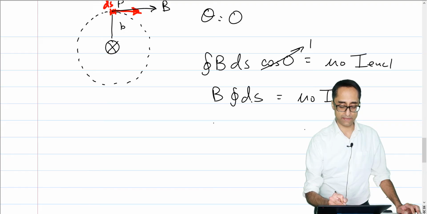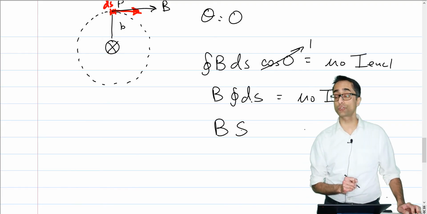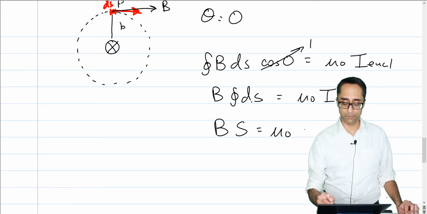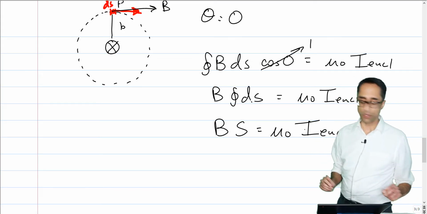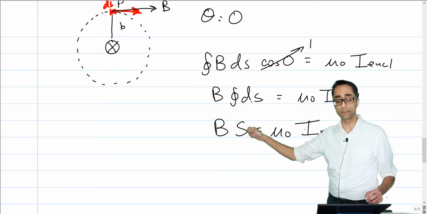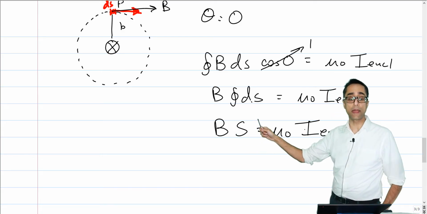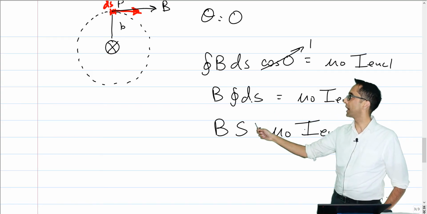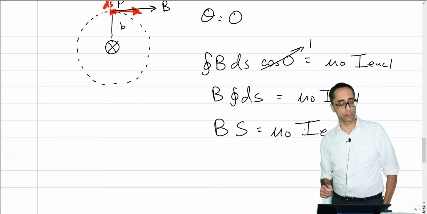And so the left-hand side becomes BS. That's right, it's totally BS. And it is equal to mu naught times I enclosed. So remember what each of the terms is. B stands for magnetic field. S is the length of our Amperian loop, not the wire itself, times mu naught times the current enclosed.